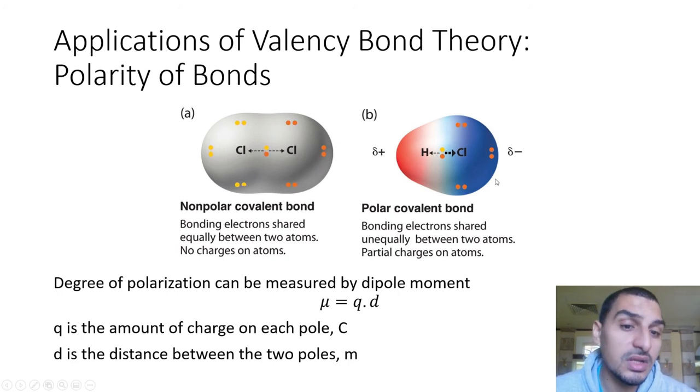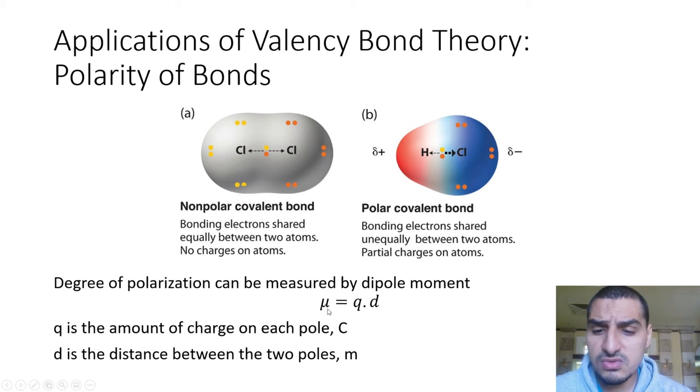Electrons are not totally transferred from here to here, but they are partially available here more than they are here. That's why a partial negative charge forms here, and a partial positive charge forms here. There is a polarization of the charge, and that's why this is called a polar covalent bond, because the bond is polarized towards one of the two atoms more than the other.